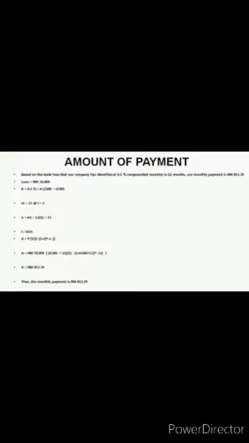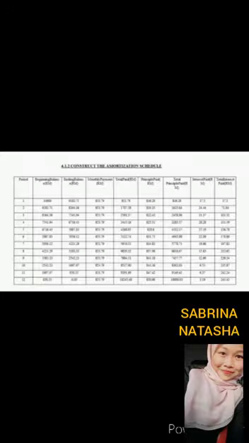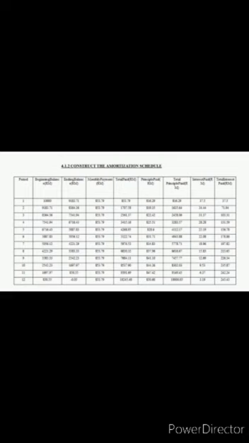Next is the amount of payment. Based on the bank loan that our company has identified at 4.5% compounded monthly in 12 months, our monthly payment is 853 ringgit and 79 cents. Last but not least, it is important to understand how to calculate the amortization schedule, such as principal, which is the original amount of the loan, and interest, which is the amount the lender charges. An amortized loan is a loan in which the principal and interest are paid each period by making equal payments. Therefore, the table below shows Love and Story Bakery's amortization schedule.